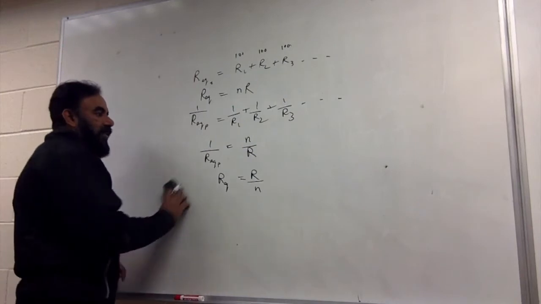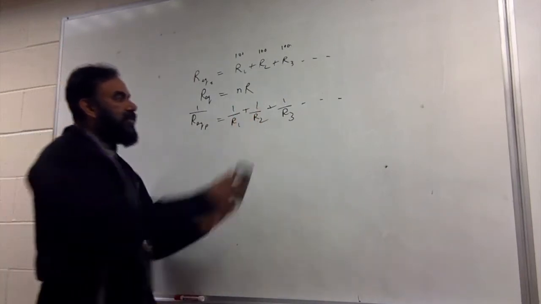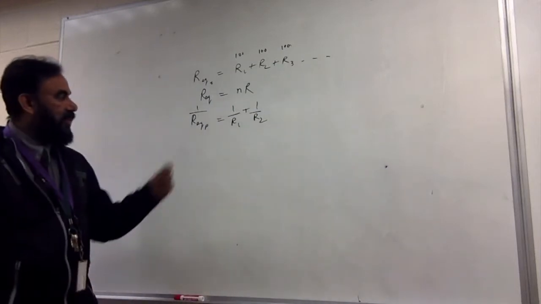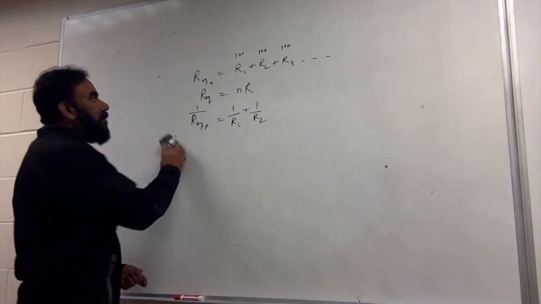Okay, so we're done, and for parallel combinations, I gave you the shortcut for only 2 resistors. If you have only 2 resistors, you can find the equivalent resistance by taking product over sum.